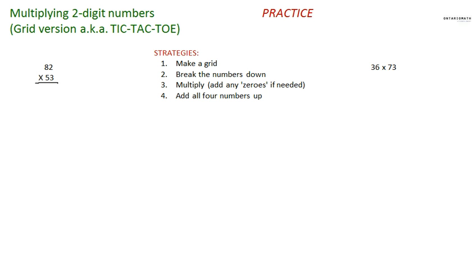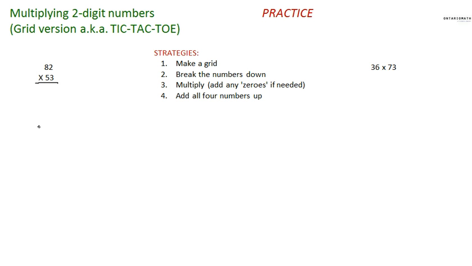I broke it down into 4 strategies. Strategy 1 is to make a grid, break the numbers down, multiply, add any zeros if needed, and I kind of talked about those zeros before, and add all 4 numbers up. Okay, so let's get started here.